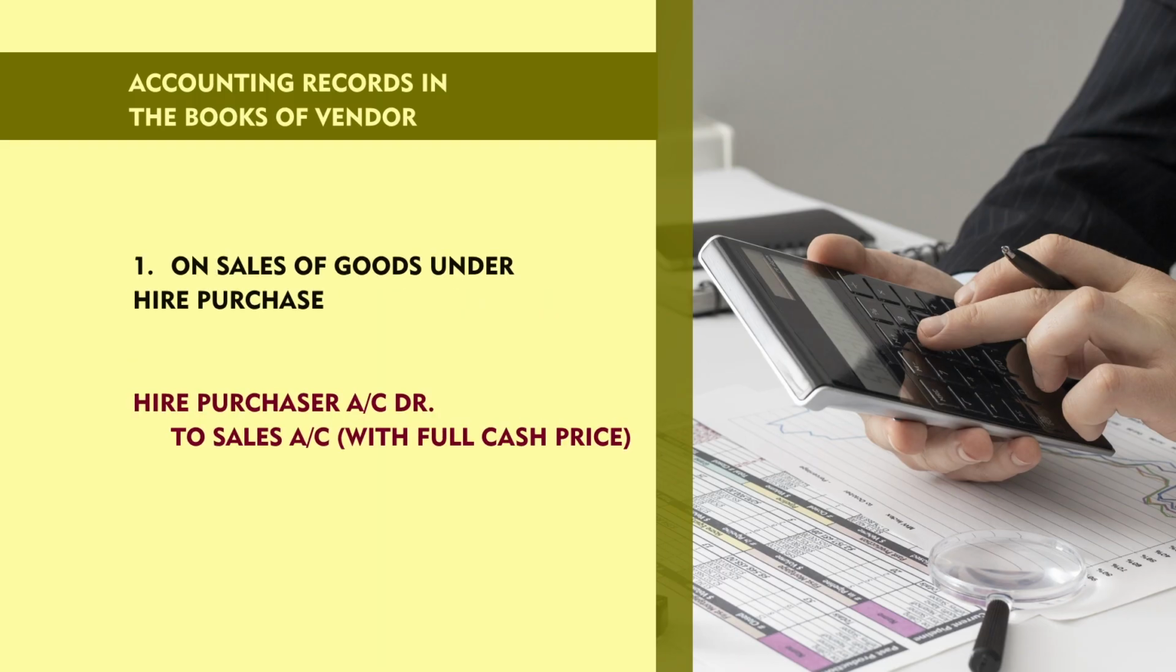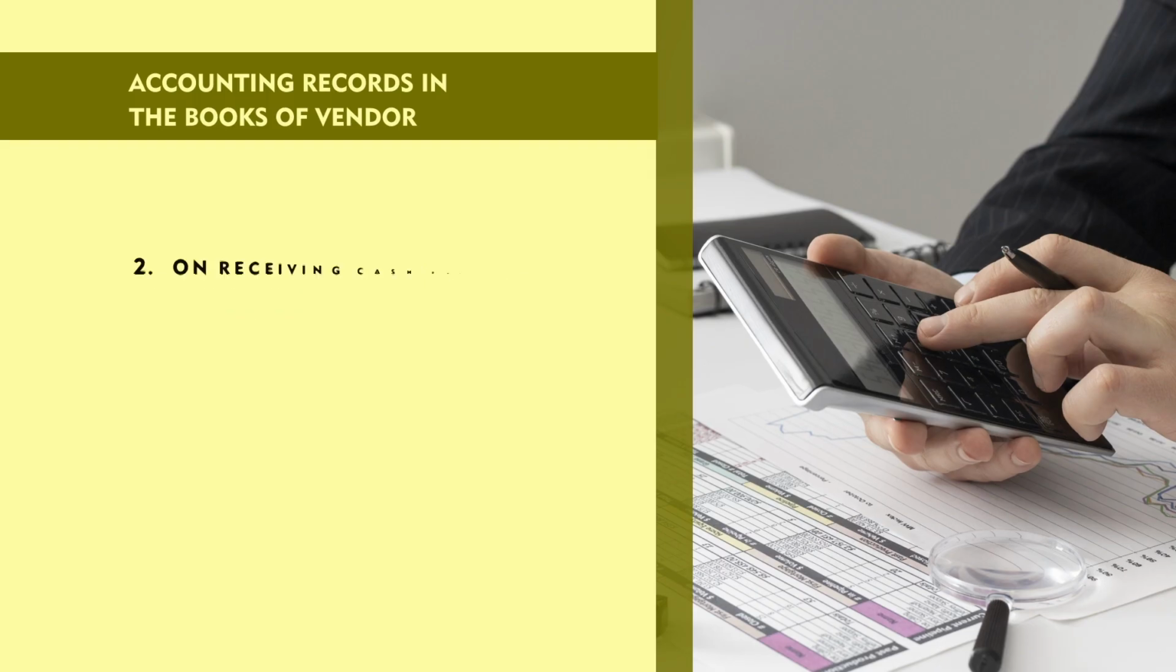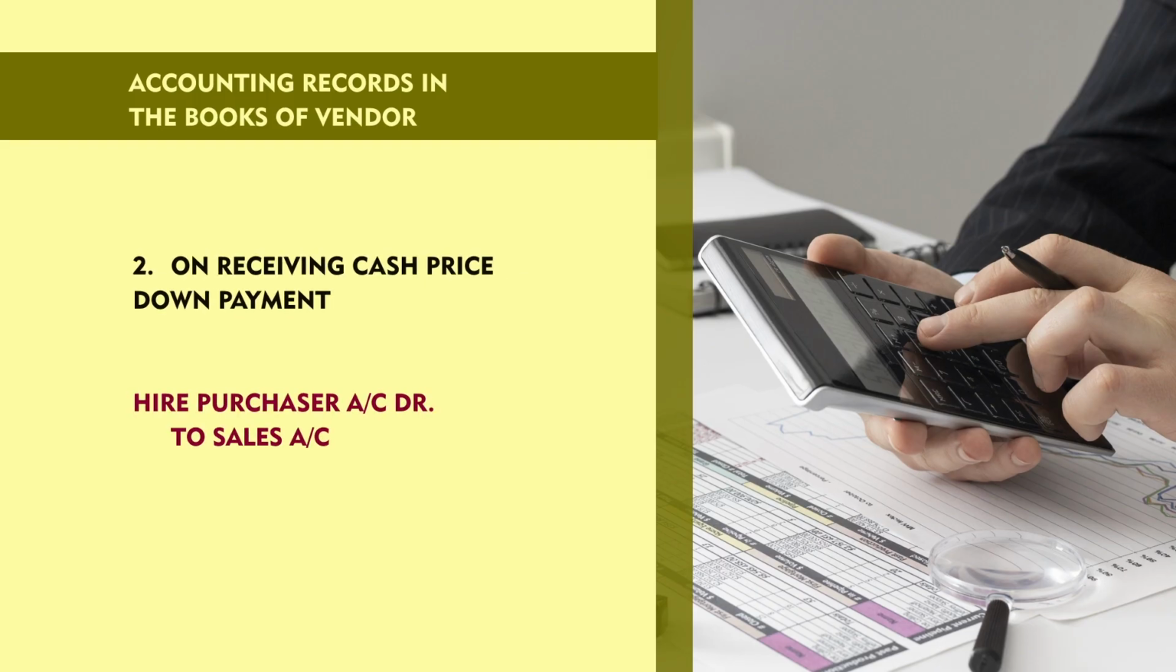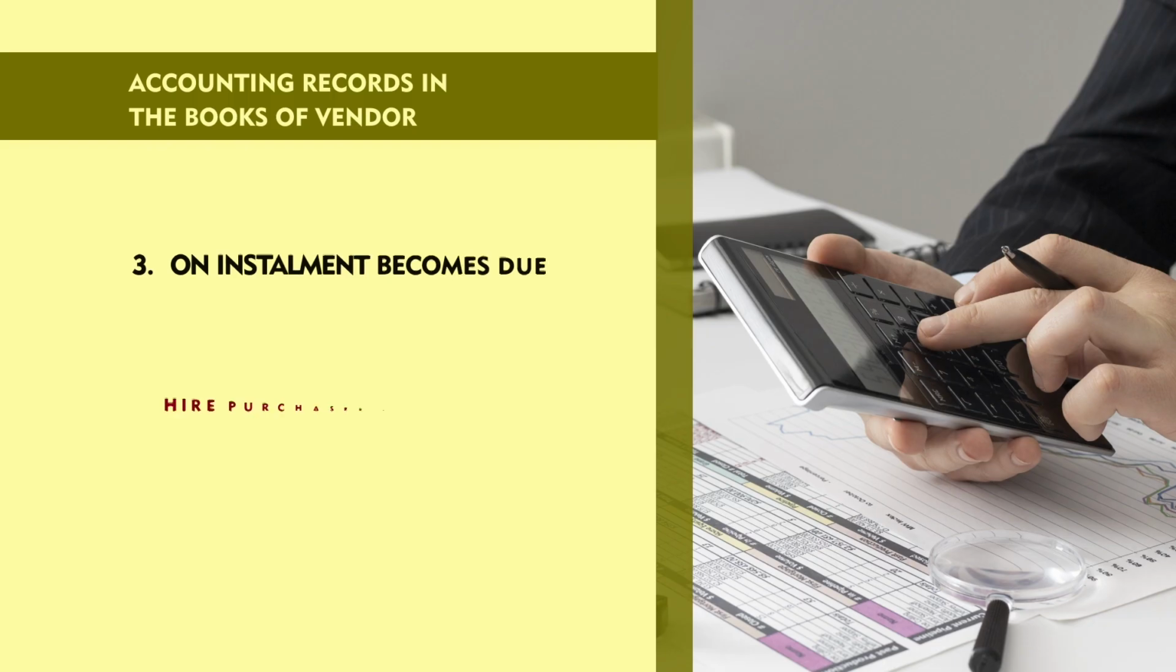On sale of goods under hire purchase, very simple, hire purchaser account debit to sales account with the full cash price. When we receive the down payment, the entry would be hire purchaser account debit to sales. Here the hire purchaser is a personal account. As per the rationale of the personal account, debit anyone who is receiving. On receiving the cash down payment, when the installment becomes due, we will debit the hire purchaser account and credit sales.